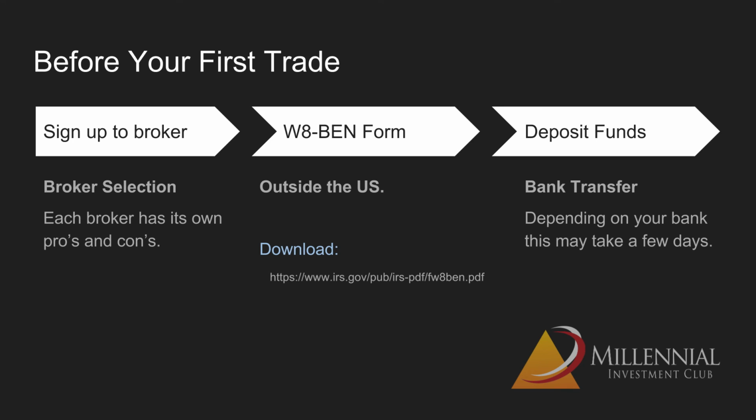What you'll be asked to fill out is a W8BEN form. Basically, this is a form that says if you're trading outside the US, that we know who you are and that you can send money back and forth from one country to another.